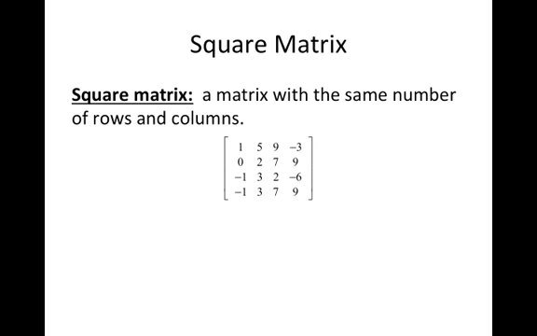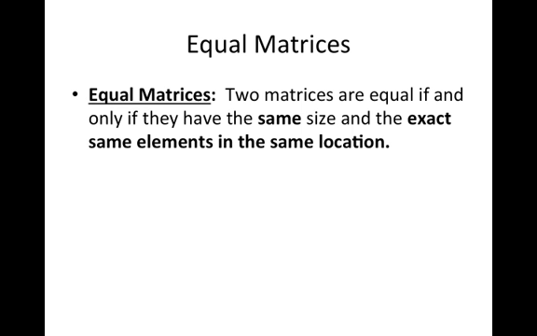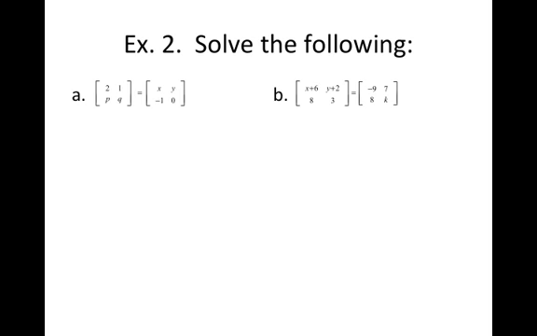A square matrix is a matrix that has the same number of rows and columns, so it could be a 2 by 2, a 3 by 3, or like you can see right here, we've got a 4 by 4. As long as the rows and columns equal each other, you have a square matrix. Equal matrices are 2 matrices, and they are equal if and only if they have the same size and the exact same elements in the same location.